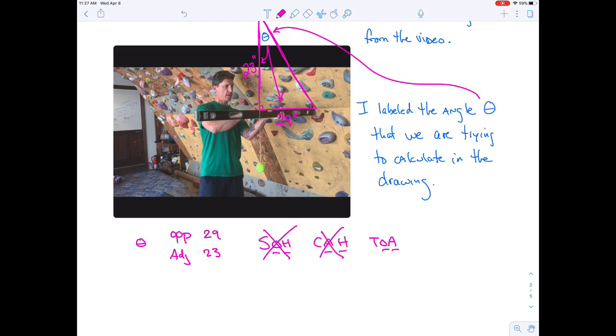And here it comes. I'm going to write tangent of theta, because that's what I want to find, is going to be the opposite over adjacent. So opposite is 29, adjacent is 23. And then what I'm going to find myself doing is using that kind of switcheroo that I talked about earlier, where if I use the arctangent, I can go ahead and switch these values. So now I'm going to do 29 over 23, and that should give me theta. So arctangent of 29 over 23.